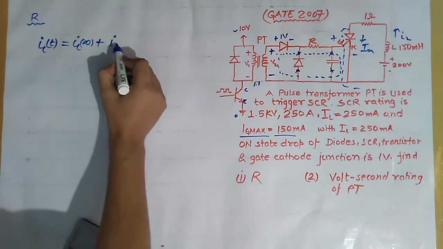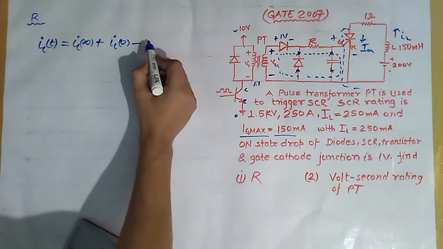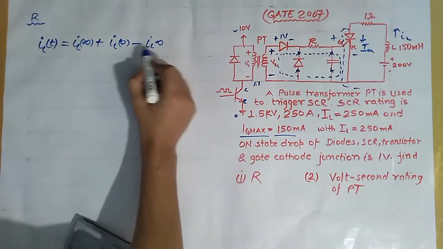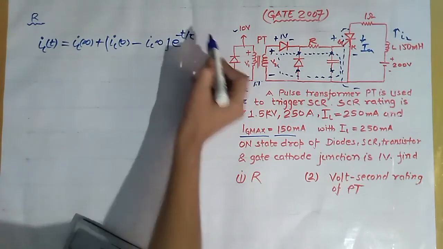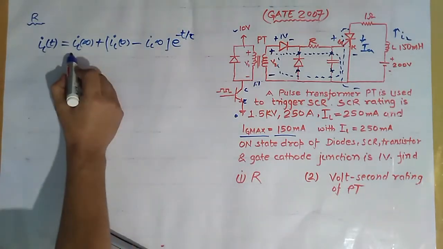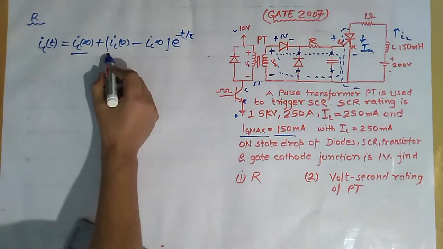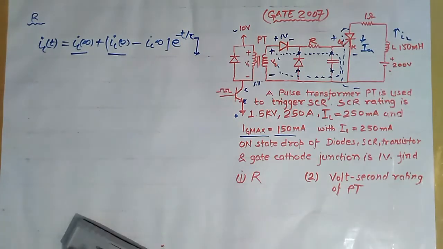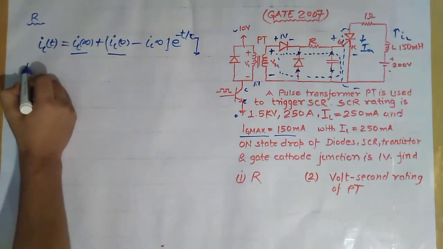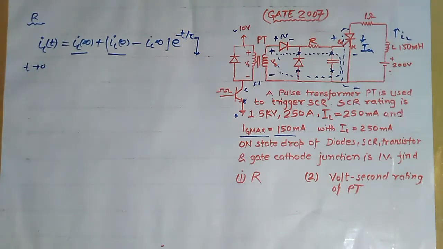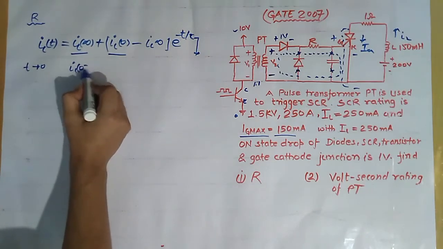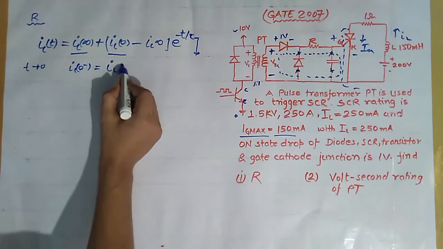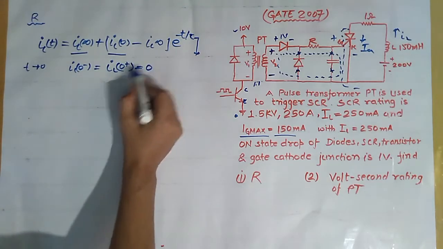plus (IL0 minus IL infinity) e to the power minus t by tau. Now in this equation we have to find IL infinity, IL0, and tau. First we will find IL0. We know that at t equals 0, initially the inductor is not charged. That's why IL0 negative equals IL0 positive equals 0.